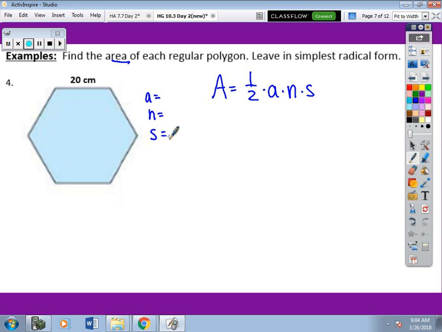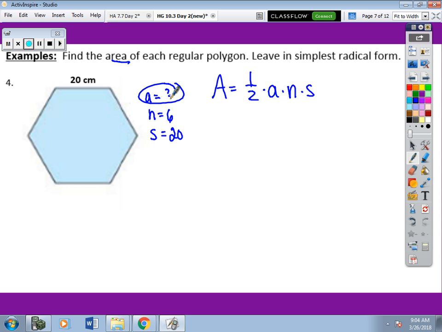Which of these variables do I know a value for? What do I know? Maddie? Yes, we know n is 6. We have 1, 2, 3, 4, 5, 6 sides. You can count. And we also know, Kaylin? Good, a side length is 20. The problem is, we don't know the apothem.